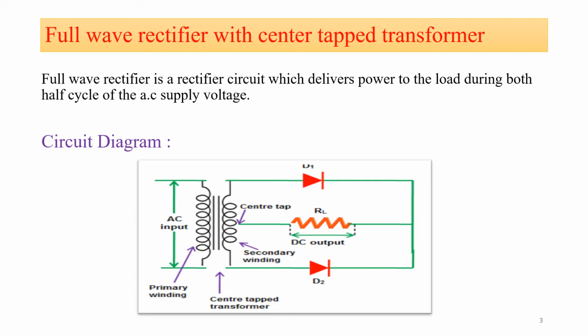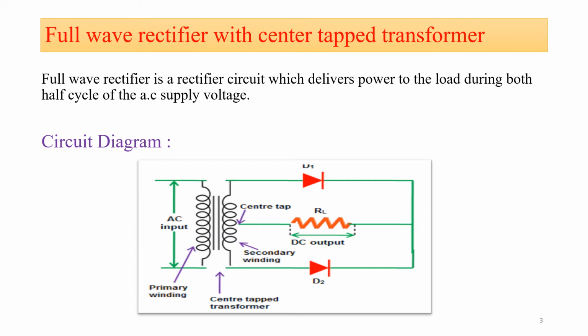So the next type of rectifier is the full wave rectifier with center tap type of transformer. Now a full wave rectifier is a rectifier circuit which delivers power to the load during both half cycles of the AC supply voltage. That is the main difference between the half wave rectifier and full wave rectifier. A half wave rectifier delivers power to the load during only the positive half cycle, but a full wave rectifier delivers power to the load during both half cycles of the AC supply voltage.